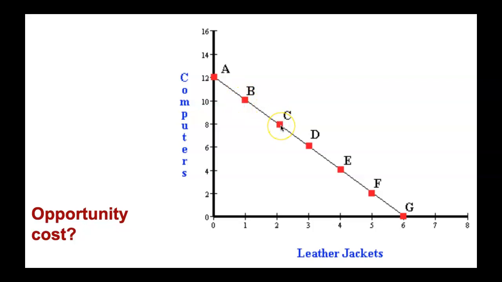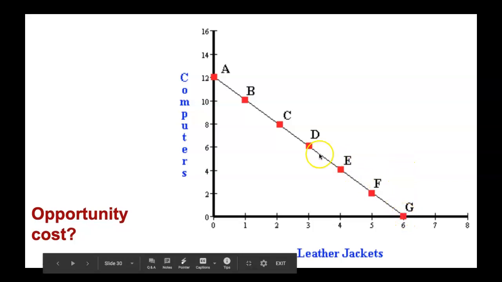When we moved from B to C, how many units of computers did we lose? We lost 2 units of computers. That's the opportunity cost. Let's try this again. What is the opportunity cost of moving from production point E to production point C? What is the opportunity cost of moving from point A to point E? And what is the opportunity cost of moving production from point G to point D?